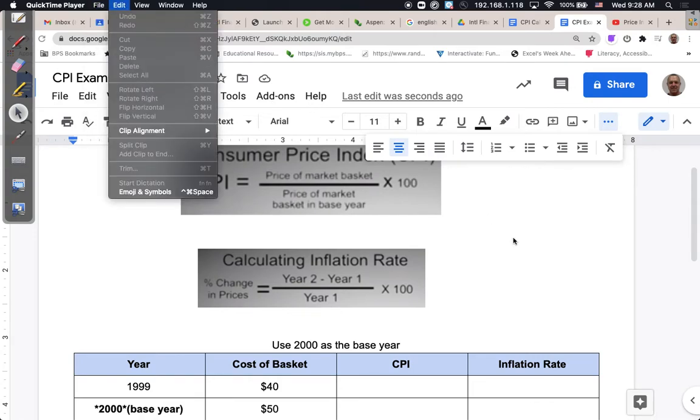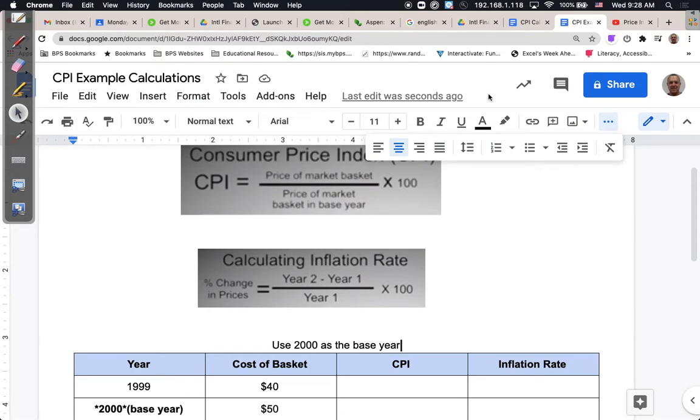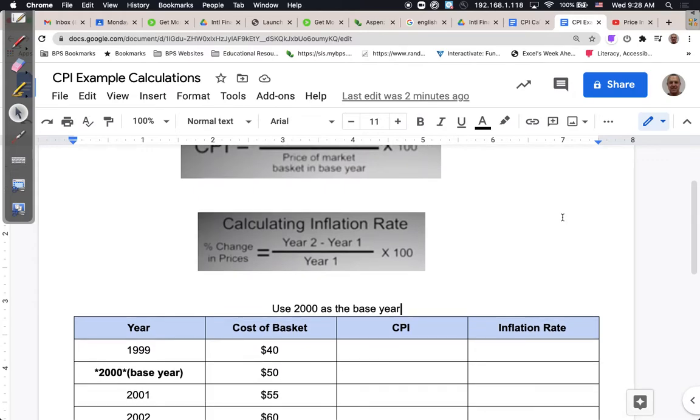All right, hi guys. I'm going to show you how to do some CPI calculations. These are my examples, and what you should do is watch me do a couple, pause the video, and you do a couple on your worksheet. Once you watch me do the CPI, pause the video, complete the CPI on your worksheet. Then go back to the video, watch me calculate inflation rate, and then you calculate inflation rate. And before you know it, you'll be an expert.